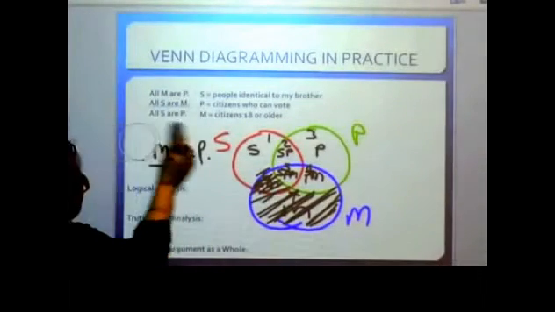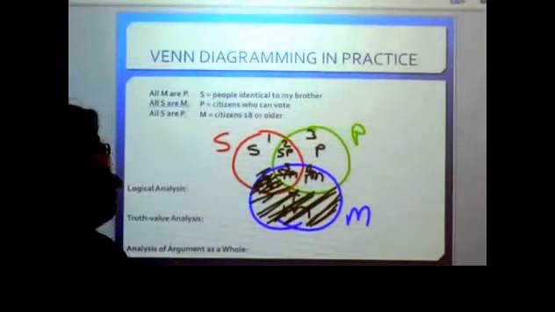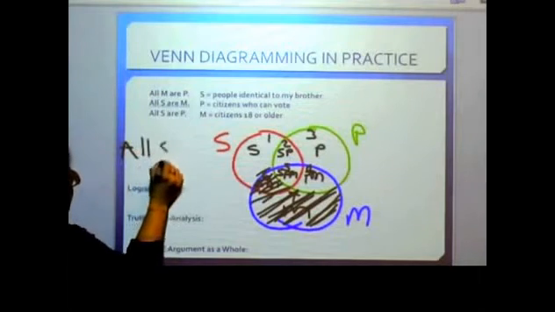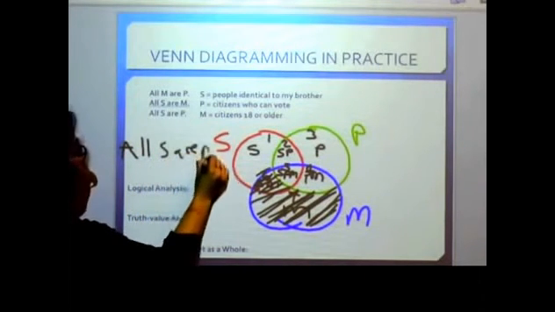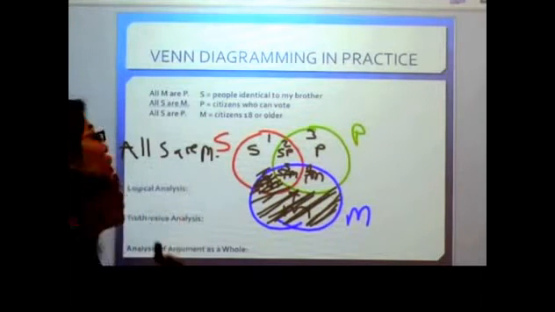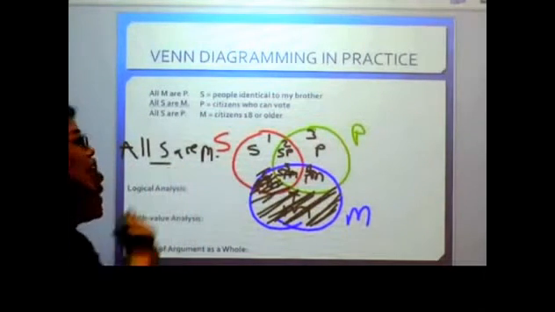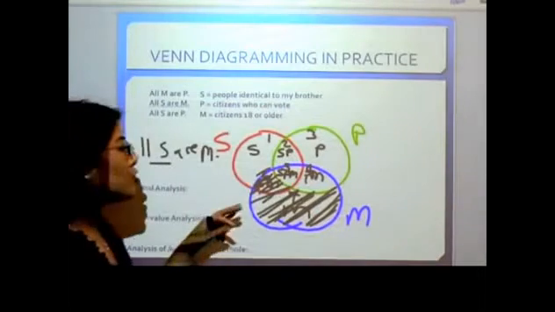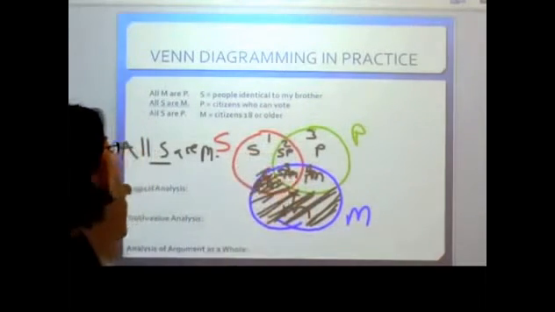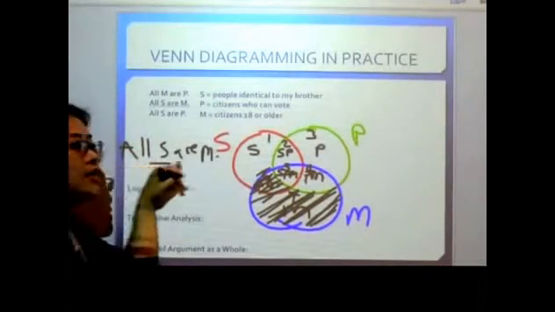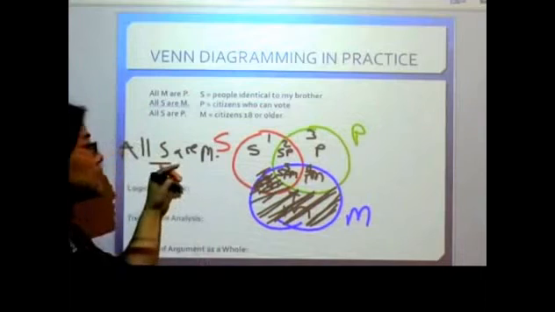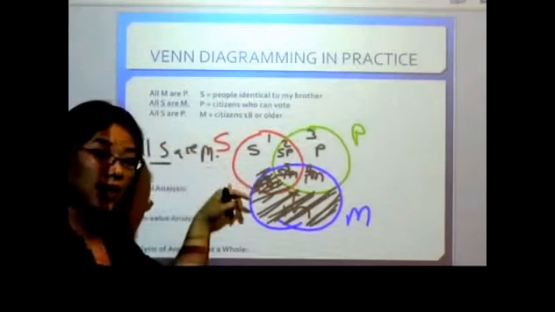And now we want to diagram the second premise, which is our minor premise. And the minor premise is all S are M. Now, here, the subject term of this statement is S. So we want to do all our work in the S circle now. This statement says that all S are M, which means the only things that can possibly exist that are S's are those S's that are also M's.